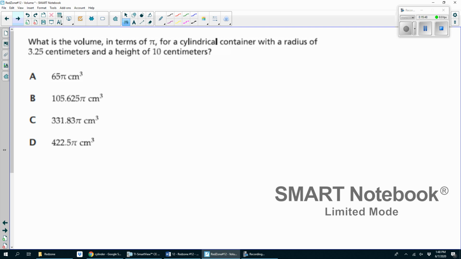Next question, what is the volume in terms of pi for a cylindrical container with a radius and a height? This is a straightforward question. The part of this question that is not straightforward is how they write their answers. Notice that all 4 answer choices are in terms of pi, but they also have decimals. That is going to give your calculator a hard time. So let's take a look. It says cylindrical container. That's a cylinder, so volume equals pi times radius squared times height. We can just fill in that information.